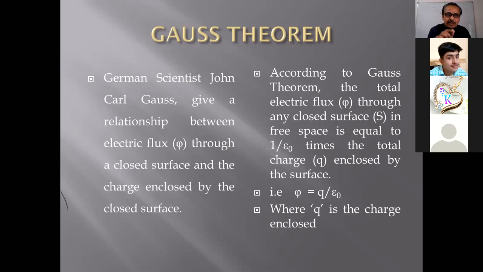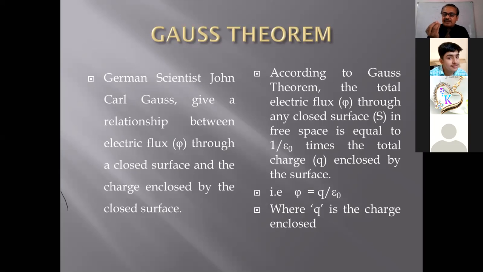One of the very important lines: charge enclosed by the surface. Whatever surface we are considering, how much charge is inside it and enclosed by it, that will be the charge to be considered, not outside. Whatever charge is inside that surface, that we have to consider. According to Gauss theorem, the total electric flux through any closed surface in free space is equal to 1 over epsilon naught times the total charge enclosed by the surface.